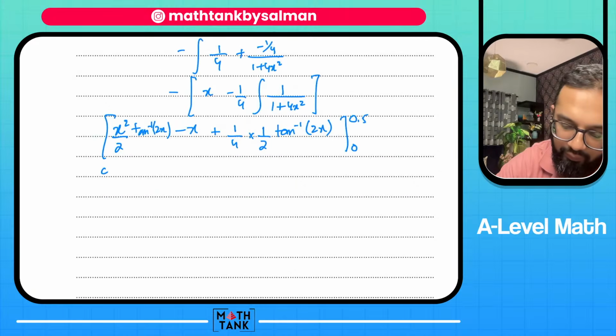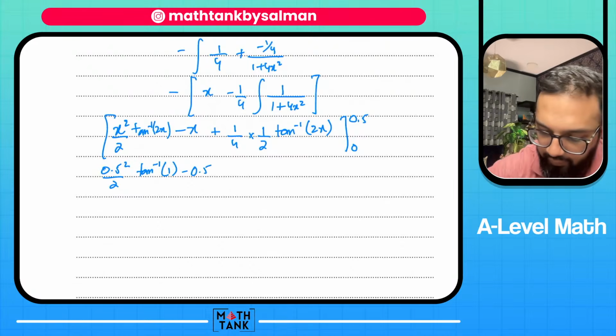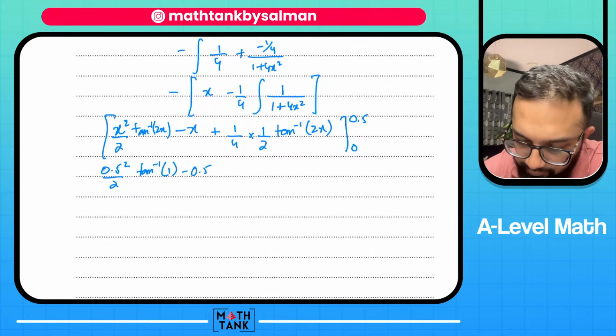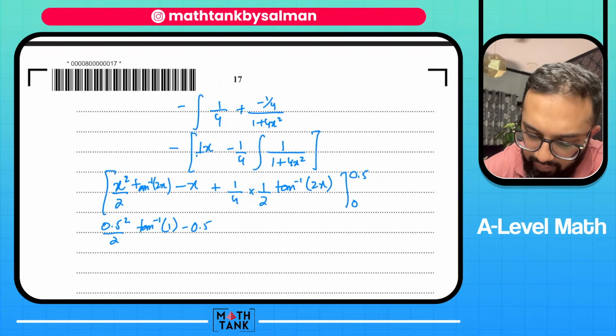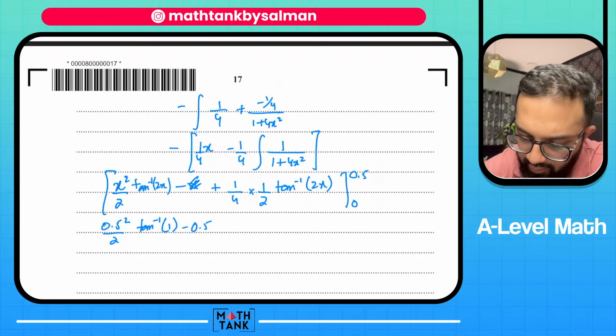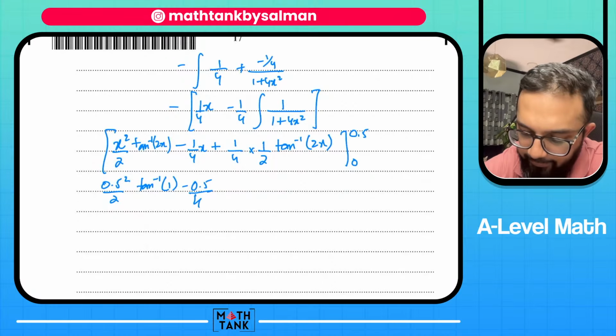So 0.5 squared over 2 tan inverse of 2 into 0.5 is 1. 0.5. Okay, there was a 1 over 4 with it. I don't know why I got rid of that. 1 over 4x. Hmm, 0.5 over 4 plus 1 over 8 tan inverse of 1.